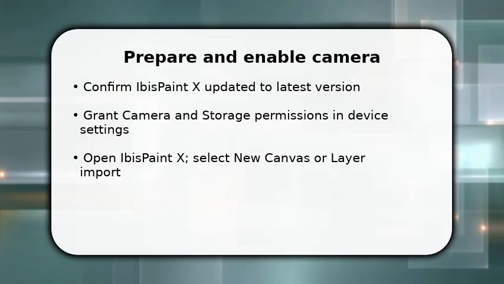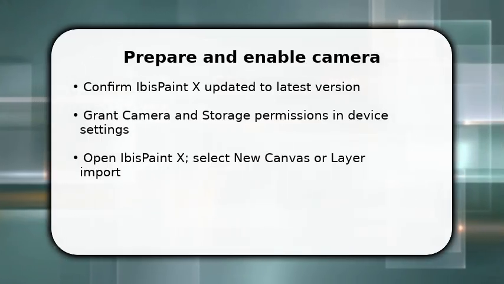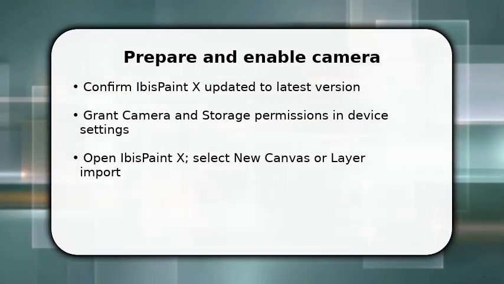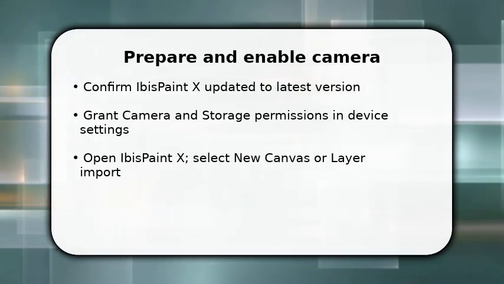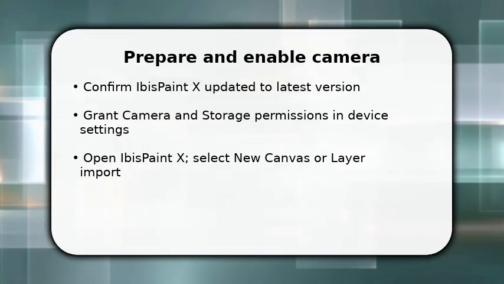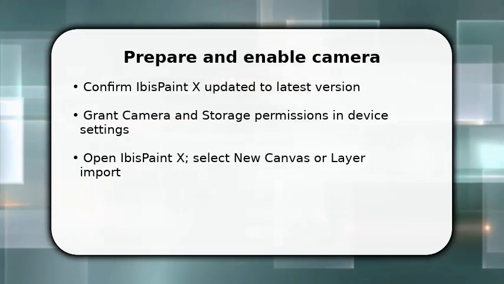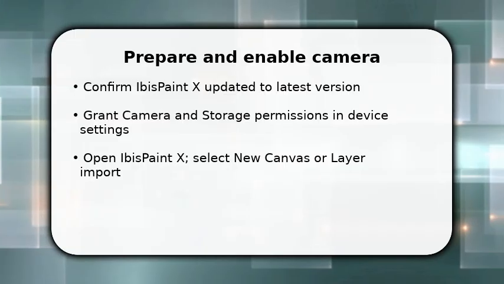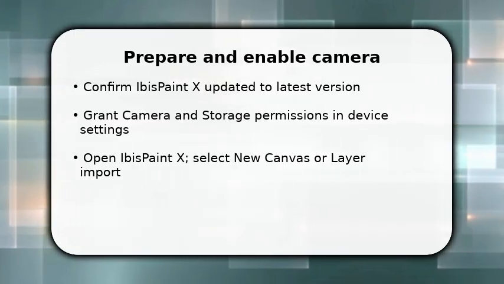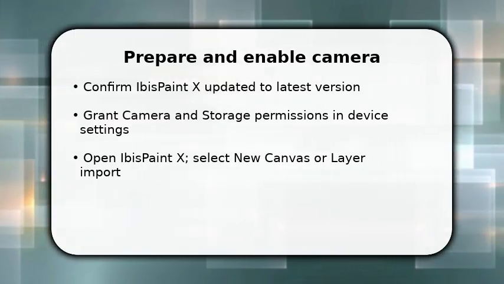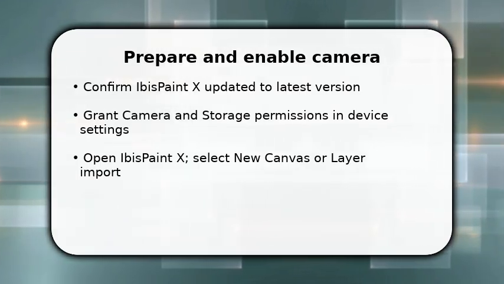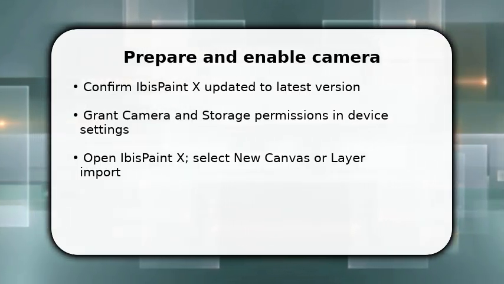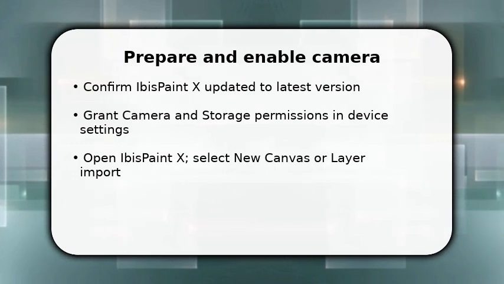You start by ensuring Ibispaint X is updated and has camera and storage permissions. This prevents access errors. Once done, open Ibispaint X and create a new canvas or choose a layer where you want the photo. Make sure you pick an appropriate canvas size since the camera import keeps resolution. Larger canvases retain detail. If the app asks for permission, tap Allow. If it fails, exit and reopen the app to refresh permission state. Now you're ready for the next step.